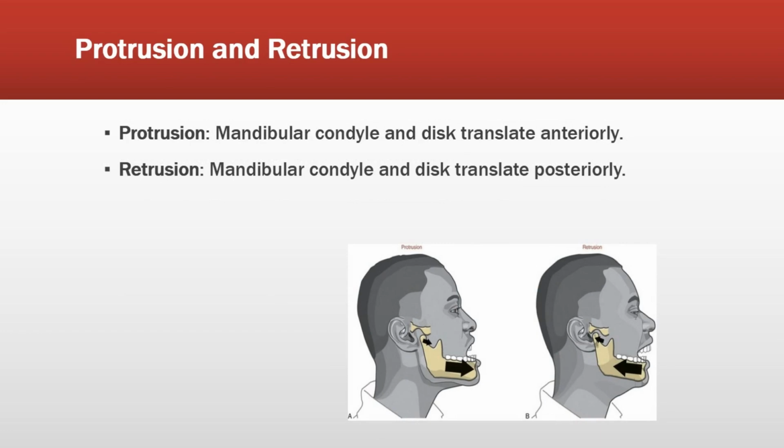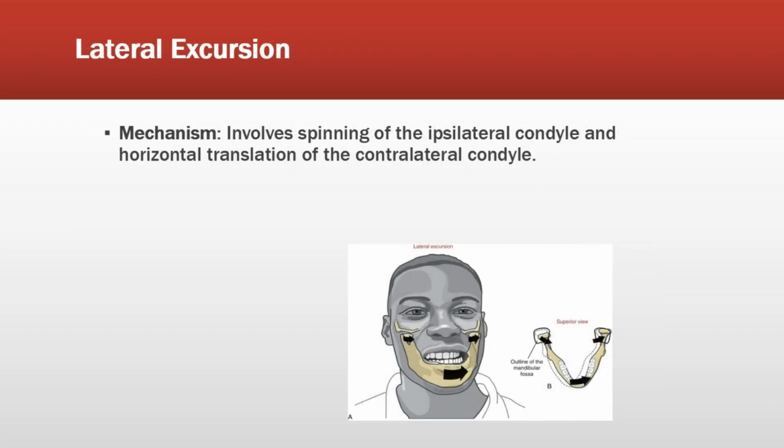Protrusion and retrusion. Protrusion: mandibular condyle and disc translate anteriorly. Retrusion: mandibular condyle and disc translate posteriorly. Lateral excursion. Mechanism: involves spinning of the ipsilateral condyle and horizontal translation of the contralateral condyle.